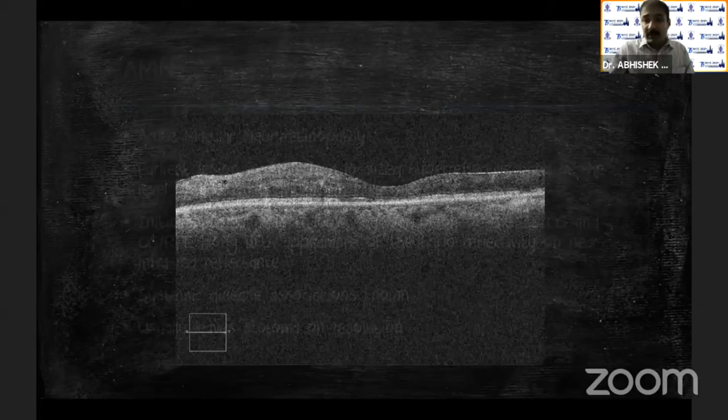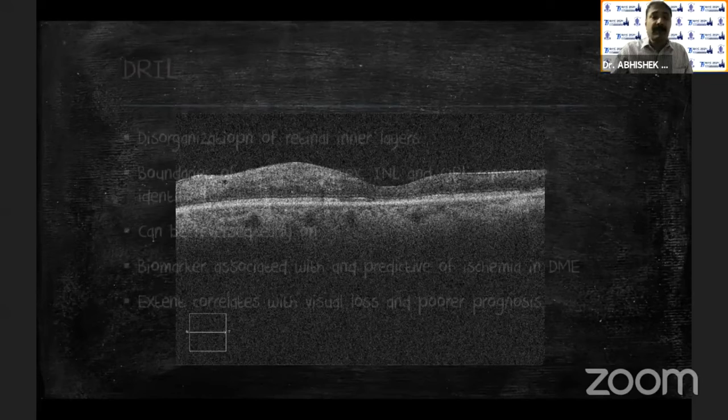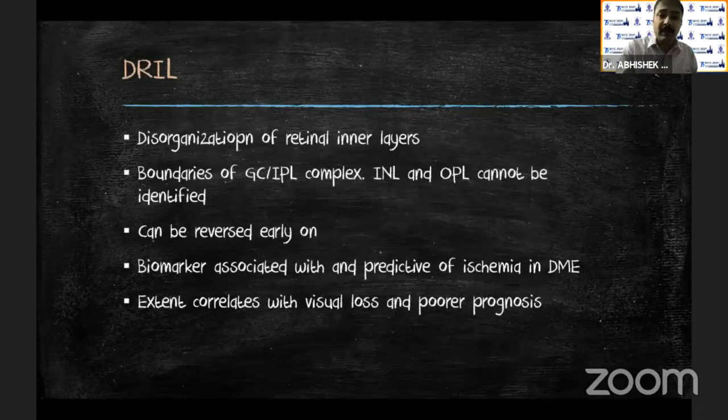Coming to what was talked about, the vascularity of the structures by Dr. Anand Rajendran. This is a classic case of DRIL, where you have the inner retinal layers disorganized. You cannot find the boundaries between the ganglion cell IPL complex, INL or OPL; they cannot be identified separately. Very early on, it can be reversed, but if it is extensive, it is usually associated with vision loss and a poor prognosis.